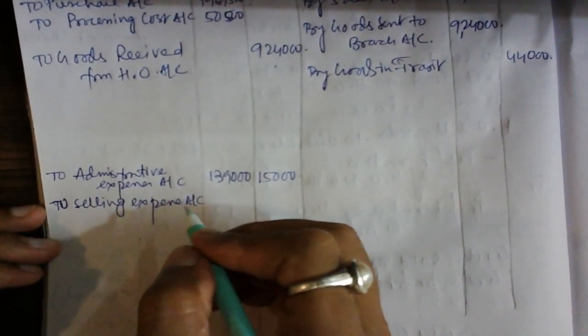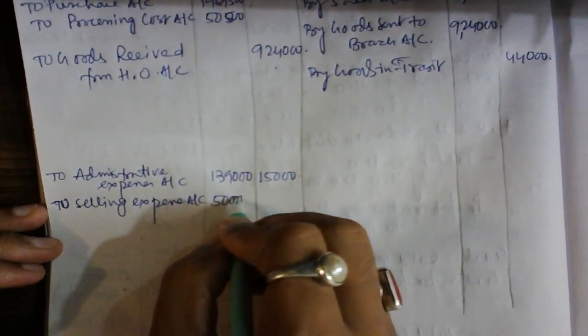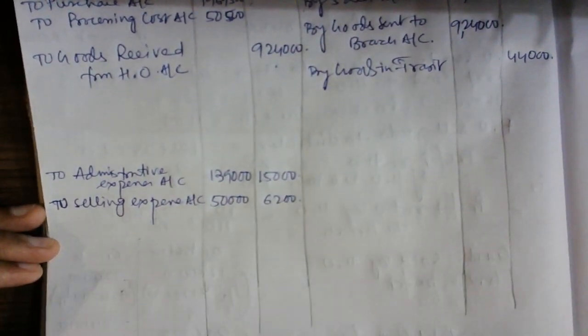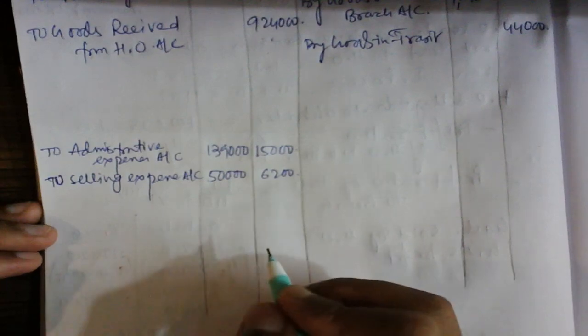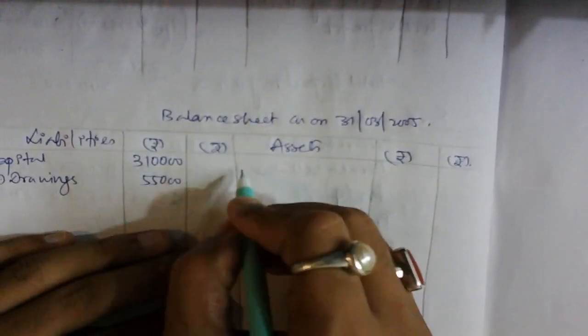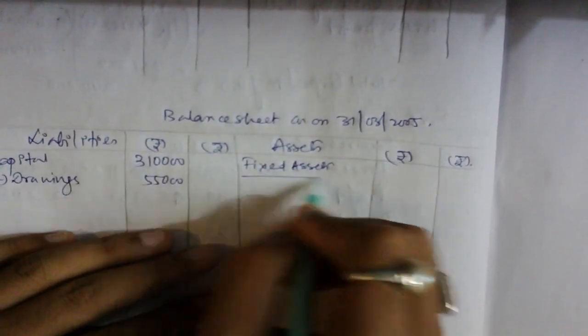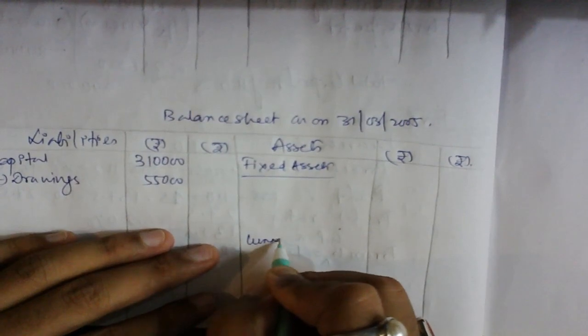How much it will be? Selling expense 50,000 and 6,200. After this, we have certain Sundry debtors. So come here, balance sheet. यहाँ पे fixed asset होगा and यहाँ पे current asset होगा.